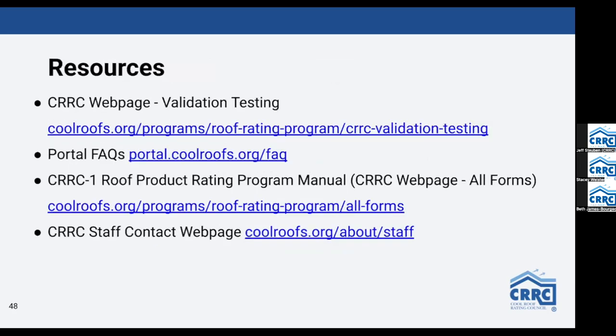And then finally, here are some resources for you to navigate the new validation testing program. We've updated the procedures. They're outlined in the CRRC One Roof Product Rating Program Manual, which has been updated on the website. It can be found on the validation testing page or on the All Forms page of the CRRC website. We have also updated the portal FAQs. When you're logged into the portal, up at the top right, you'll see FAQ. There's an entire validation testing section that has been added to those FAQs. So those are also a really good reference.